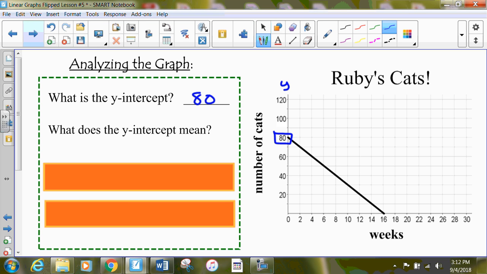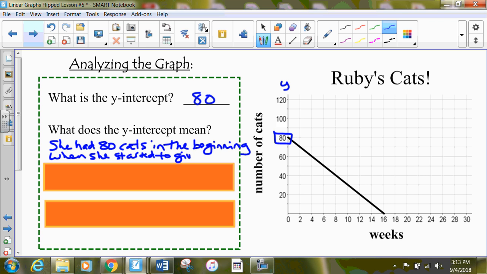80 cats. And because there's 2 parts that might seem a little confusing, you're like, no, in the beginning, Miss Overby, she had no cats. Okay. After she was done collecting cats as a cat shelter in her house, she had 80. And then, so we're going to say she had 80 cats in the beginning when she started to give them away. So whatever I'm writing down, you need to write down. She had 80 cats in the beginning when she started to give them away.